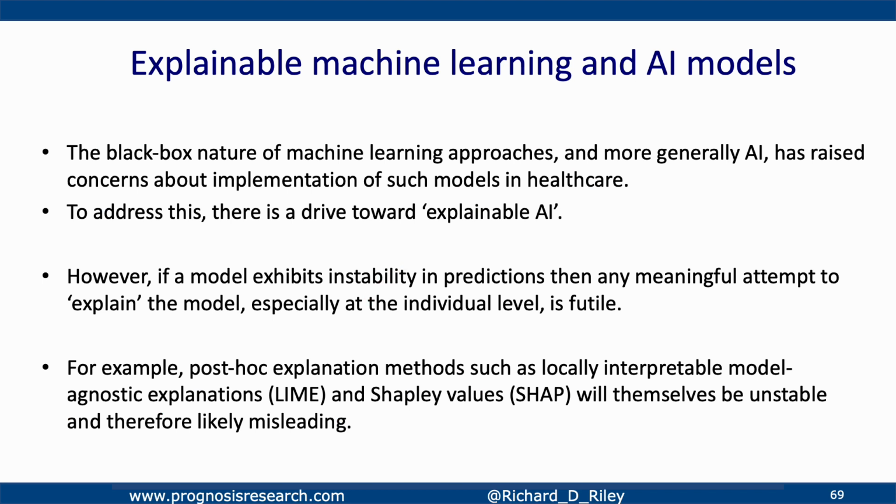A note also on explainable machine learning. There's a drive as well, because of the black box nature of machine learning, to say, okay, how do we go beyond this and explain what our models are doing? But I just wanted to say that if a model is unstable in predictions, then any meaningful attempt to explain the model, at the individual level particularly, is futile. So, if your model is not stable, you shouldn't be trying to explain what's going on in the model because the information's just not there.